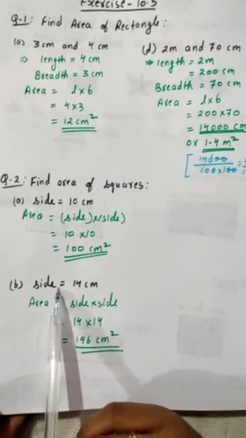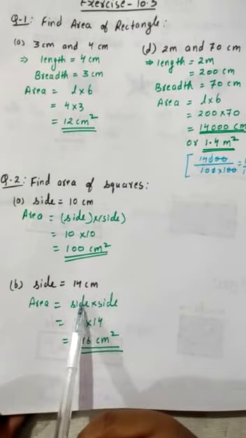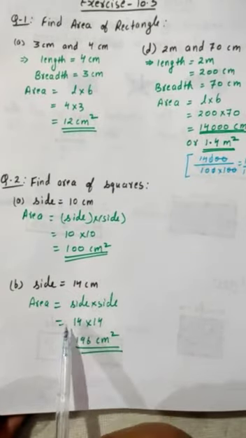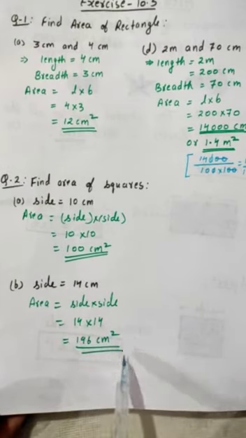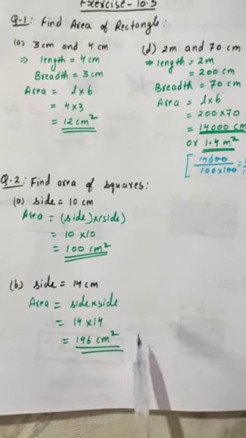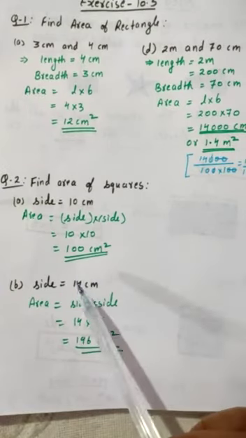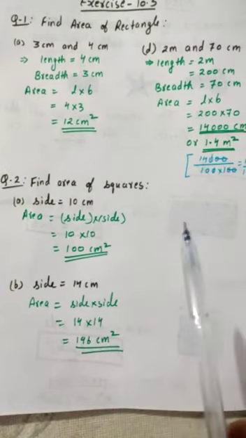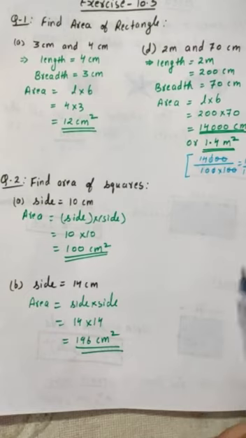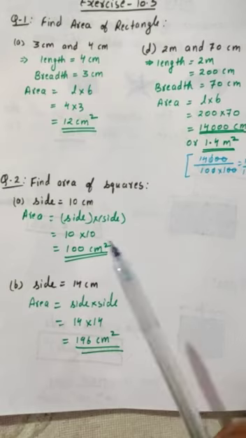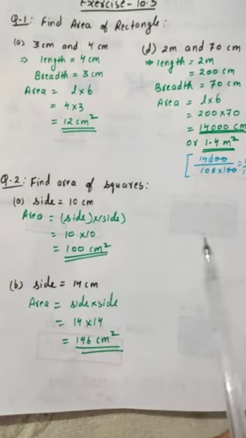Similarly, B part is side is 14 centimeter. So its area will be side into side, which is 14 into 14, which will give you 196 centimeter square. So I hope all of you have understood the 2 questions and the formula for area of square and rectangle. So your homework, I'm not taking so many sums today. You all have to complete question number 1 and question number 2 of exercise 10.3.